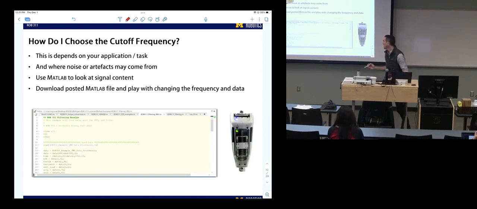So I had this M file we looked at, and you guys have access to that. It lets you change your cutoff frequency and really look into how changing the frequency will affect the way the data look. I hope you guys spend some time with that. It's good.